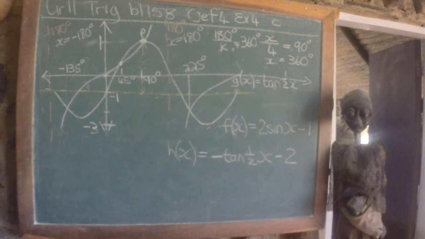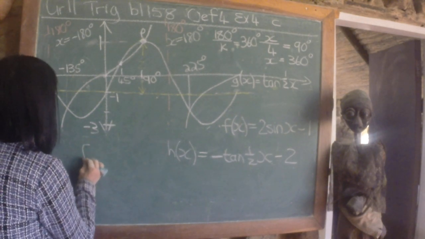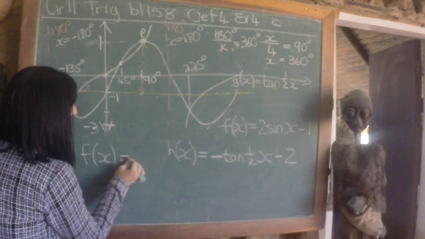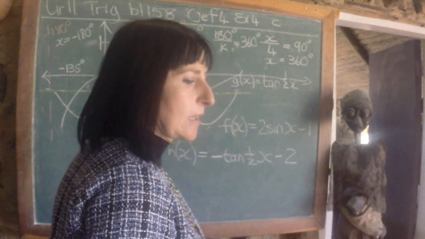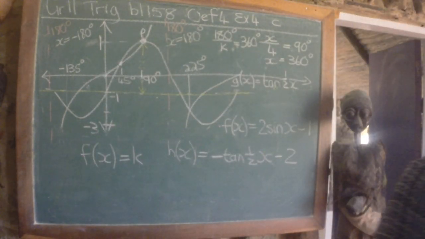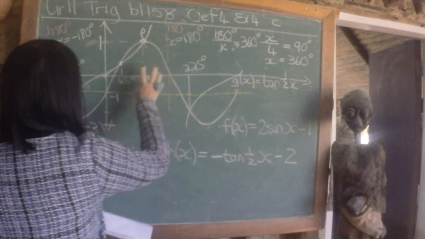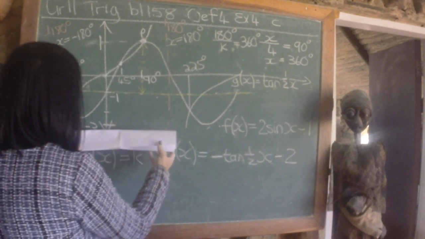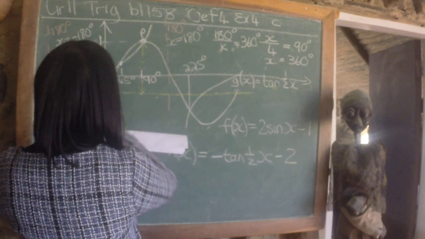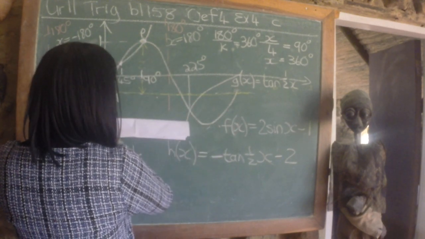En for what values of k will fx equals k have no solution? Vir watter waardes van k sal fx is gelyk aan k geen oplossing hê nie. Okay, I'm going to explain it again to you by means of my self-fabricated ruler over here. As ek na f kyk, hier is my fx. So vir watter waardes van k staan in y se plek. So as ek op die y-as gaan kyk, waar gaan hierdie funksie fx nie my liniaal sny nie.